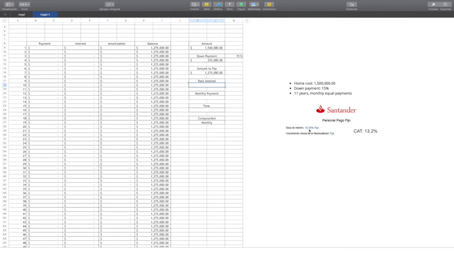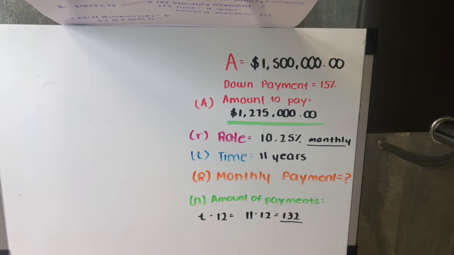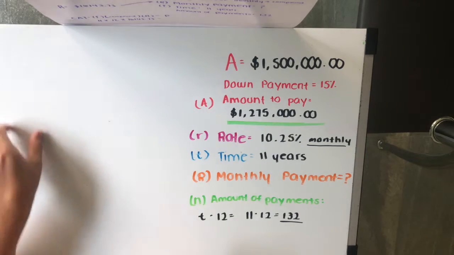Then we have our rate of interest, that it is 10.25%. Then we must search our monthly payment. We have our time, that it is 11 years, and how it is compounded, that it is monthly. Because it is monthly, our value is 12.